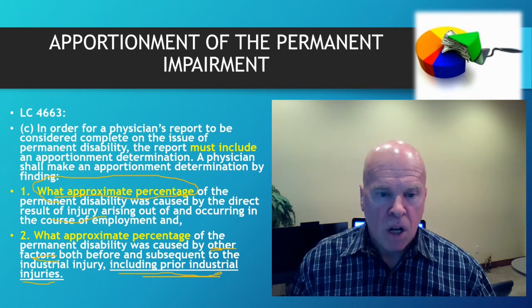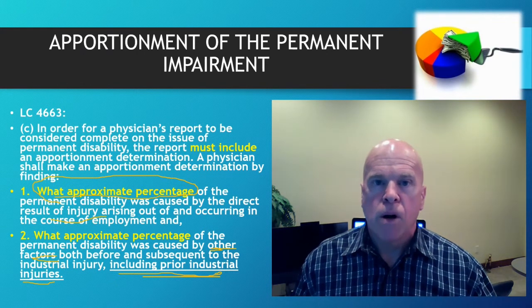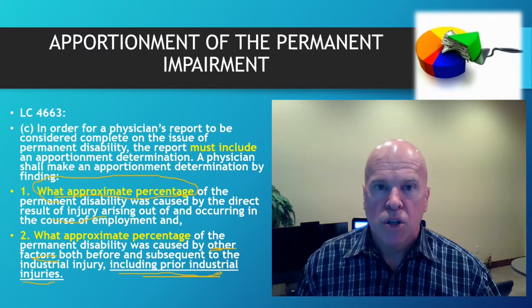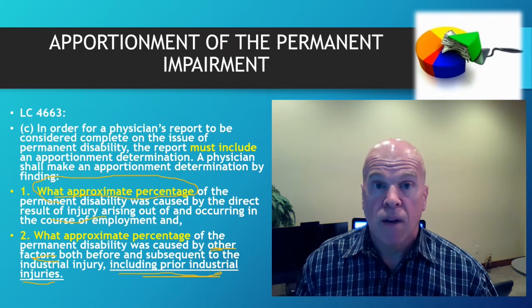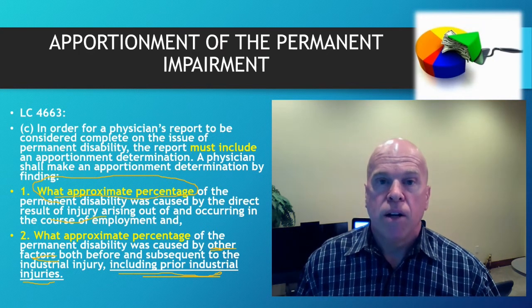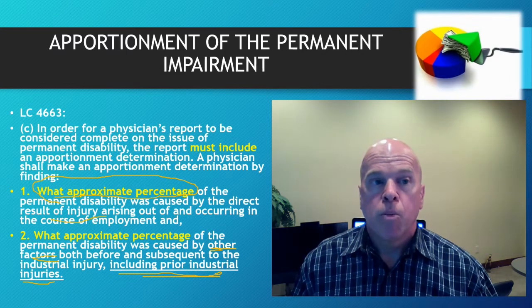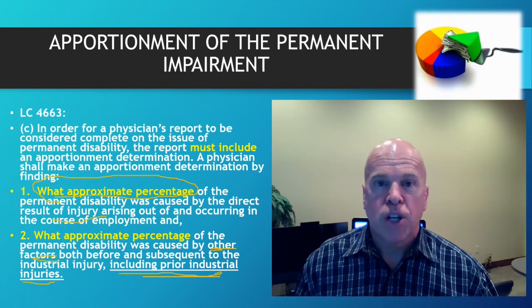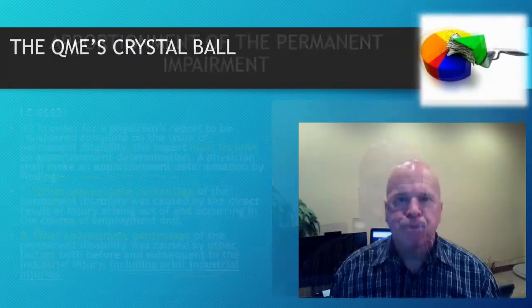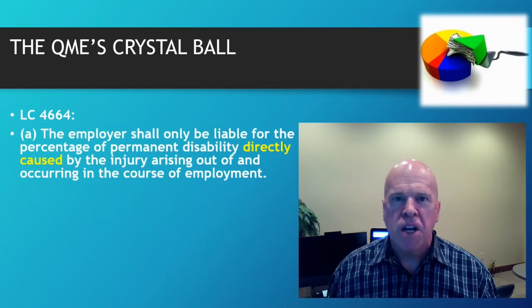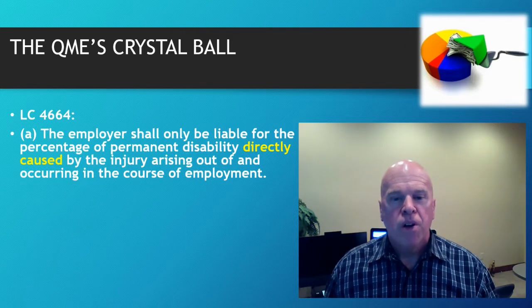And then the next law, Labor Code 4664, has some very specific and very exacting language to deal with those examinees who have indeed had a prior industrial injury, and specifically who've had a prior award for permanent disability. So let's take a look at 4664. Okay, so now 4664 is very fascinating.